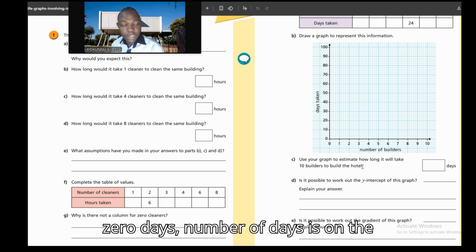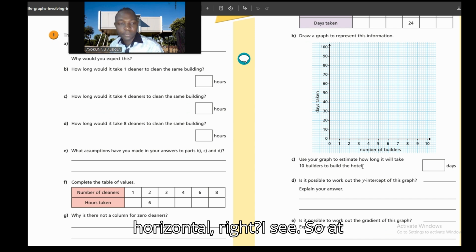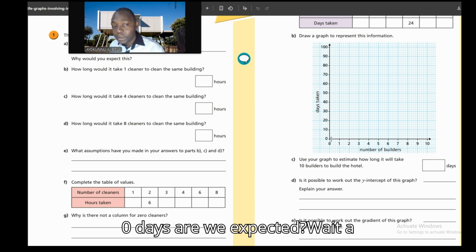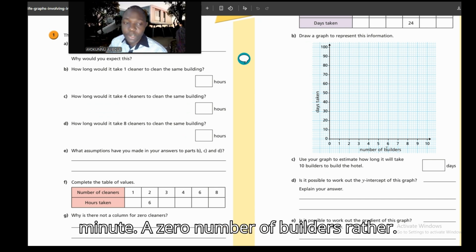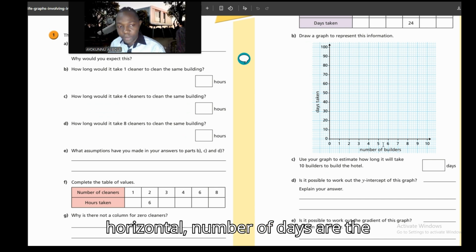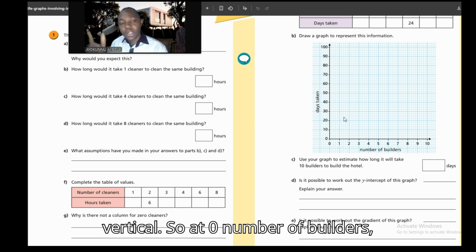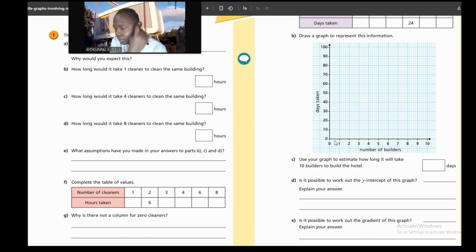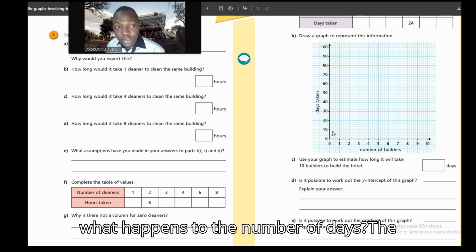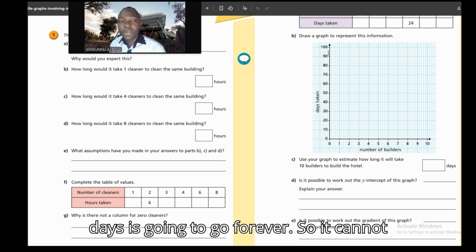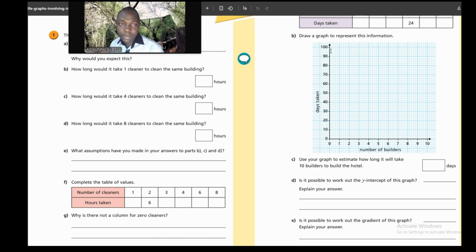Zero days, number of days is on the horizontal, right? Wait a minute. At zero number of builders, rather, number of builders is the horizontal. Number of days is the vertical. So at zero number of builders, what happens to the number of days? The days is going to go forever. So it cannot intercept the y-axis.